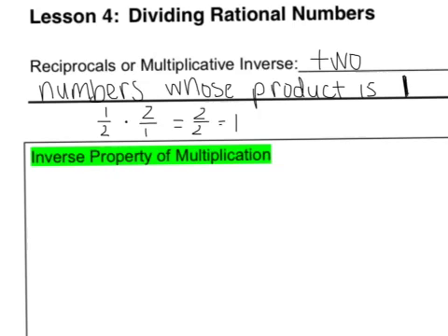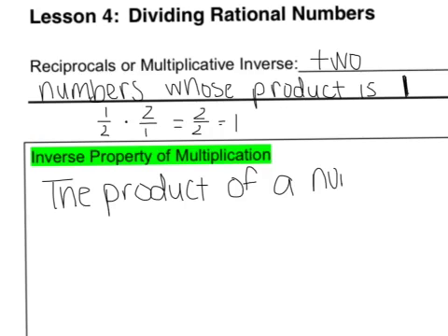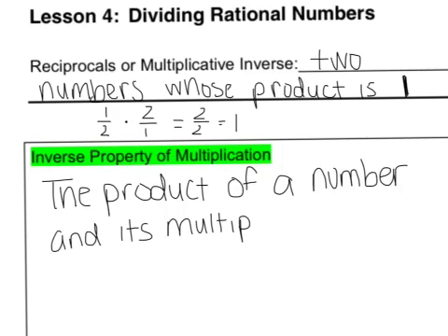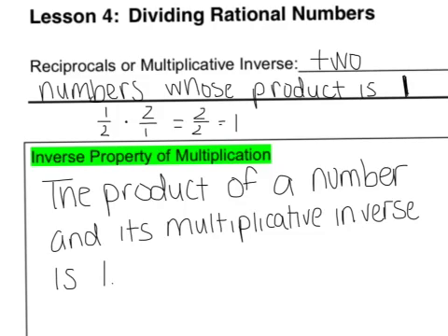And all that says is that the product of a number and its multiplicative inverse is 1. So the inverse property of multiplication just pretty much tells you what the definition of a multiplicative inverse is. It is just the product of a number and its multiplicative inverse is equal to 1. So if you look at the example above, that's what that shows. All right, let's go to example 1 and try some of these.